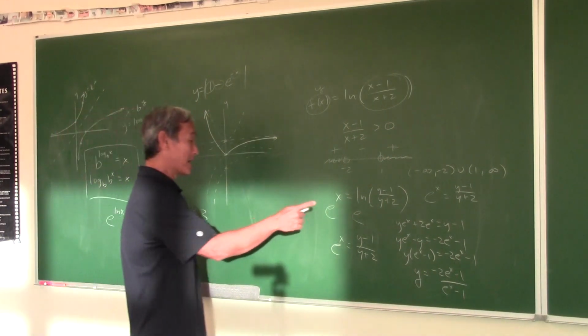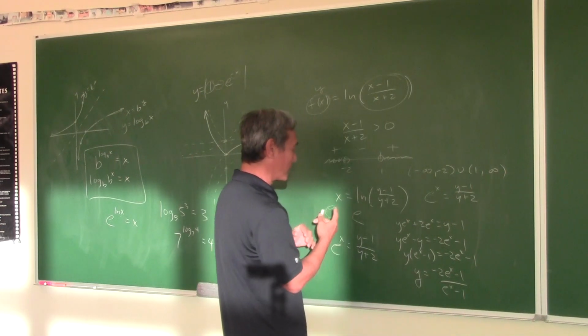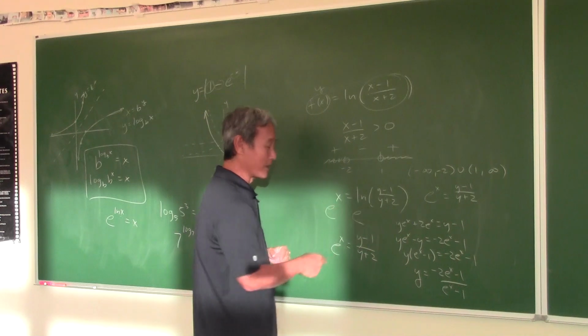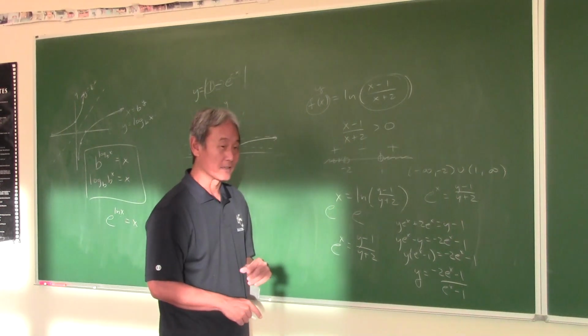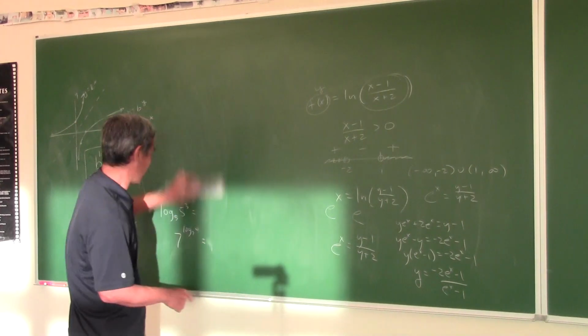So, yes, you can do what you did last year. If you have this, change it from log form to exponential form. But I kind of like this. If you want to get rid of an ln, you e both sides. What happens when you want to get rid of an e? Well, let's take a look at that one.